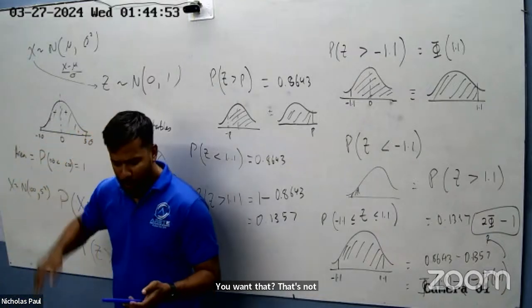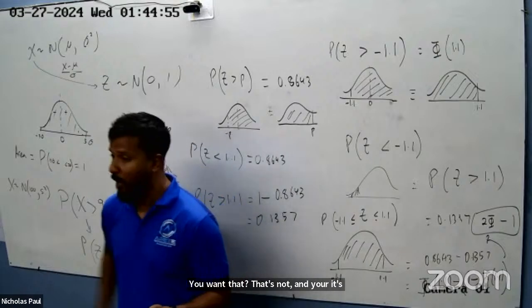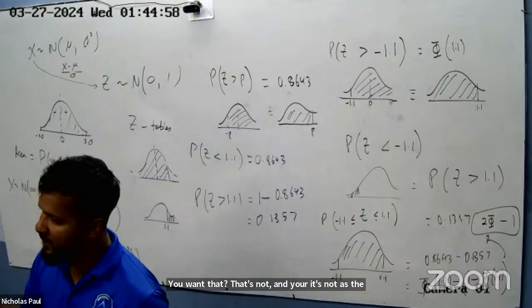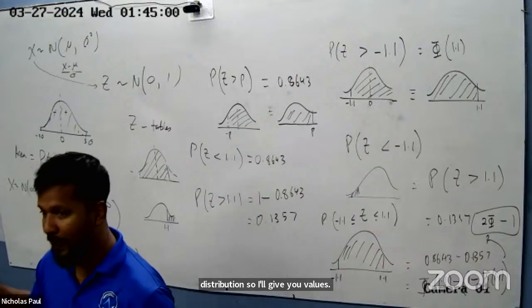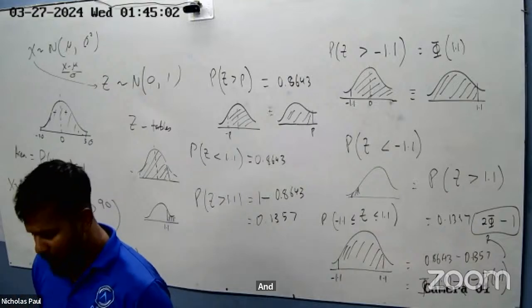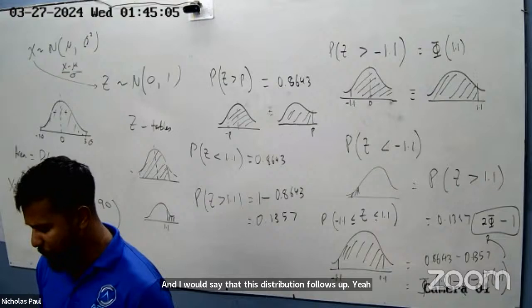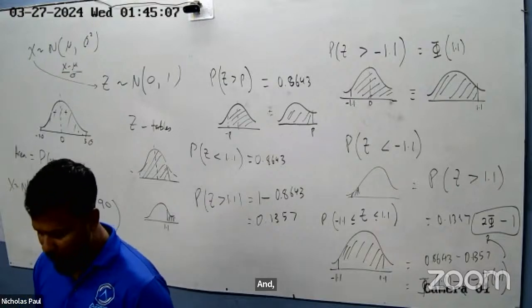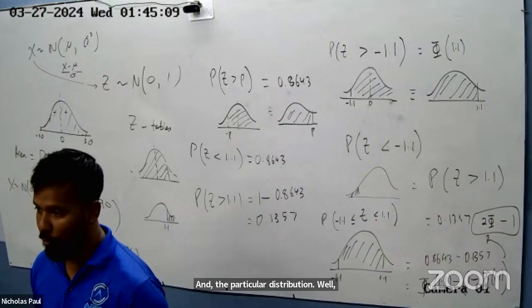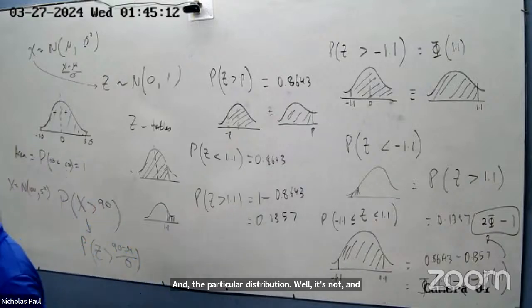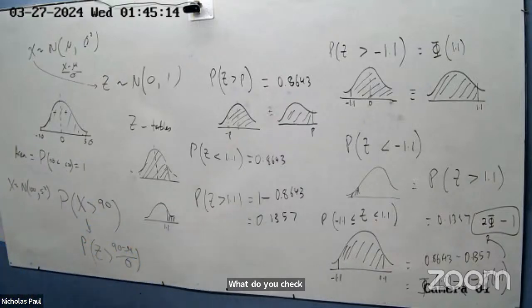And your H0 is the distribution. I'll give you values and I will say that this distribution follows a binomial. The particular distribution follows that binomial, and then the H1 is it doesn't follow. What's the rejection region? The rejection region is if the chi-squared test value is more than the chi-squared value from the table. How do you get the test value? Observed minus expected, squared, over the expected.